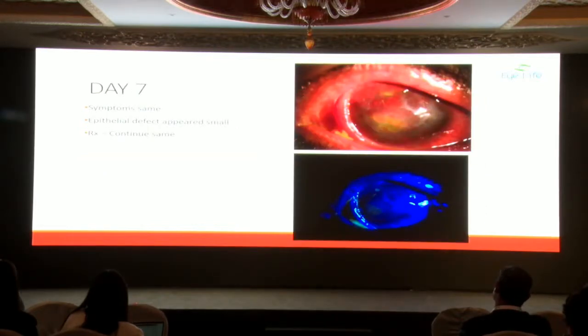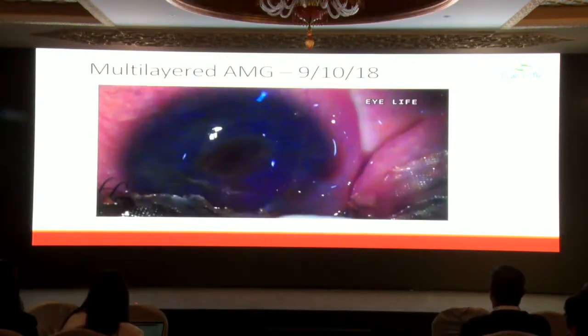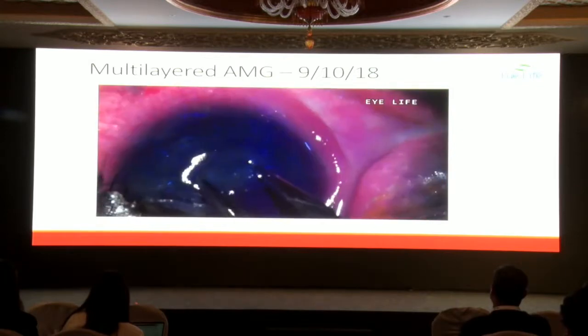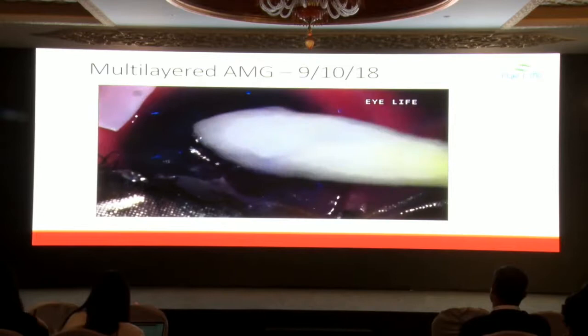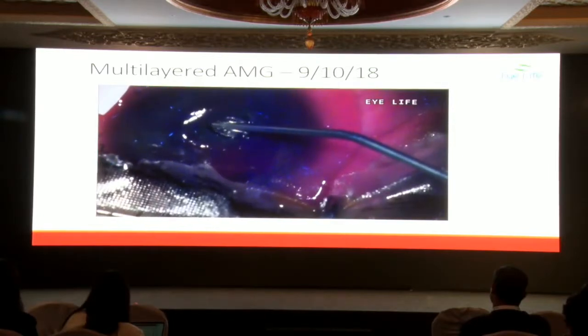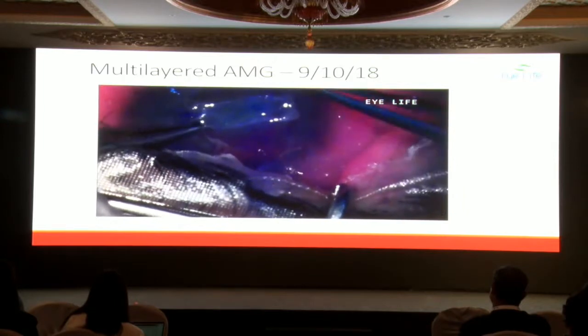And the epithelial defect on day 7 appeared a little less, but again when we saw her on day 18, there was a lot of stromal thinning, almost close to 70–80% of stromal thinning. So we planned a multi-layered AMG for this eye. So here you can see the fluorescein stained area showing the area of thinning and defect. So using fibrin glue, we put about 3 layers of patches of amniotic membrane over that area.